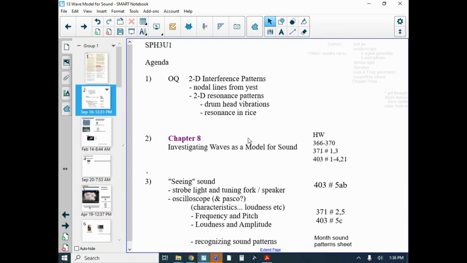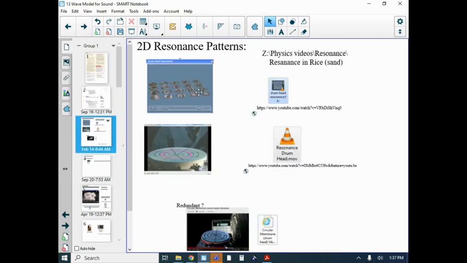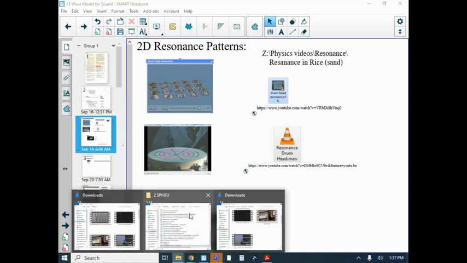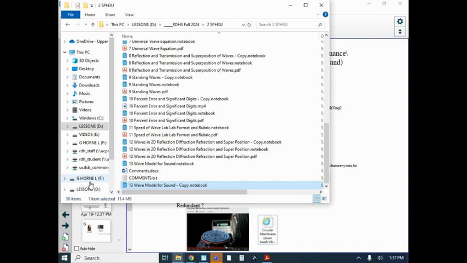All right, in this lesson, we are going to be looking at a wave model for sound, basically investigating to see if sound can be represented as a wave, if sound really is a wave. Before we get to that, let's just do a bit of review, and I'll show you some extra things about two-dimensional interference patterns. So this video here, drumhead resonance, I'll just load up quick here for us.